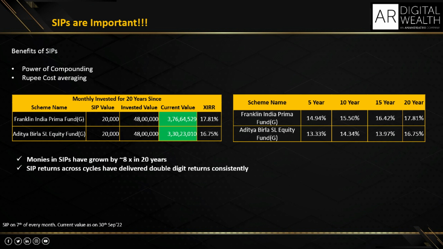And if you see the value of these funds after 20 years, one fund could have grown to 3 crore 76 lakhs, the other fund could have grown to 3 crore 30 lakhs, which means clearly 8 times money in last 20 years. And look at the IRR. Both the funds have given almost 18% to 17% kind of returns in last 20 years. That's the power of compounding.